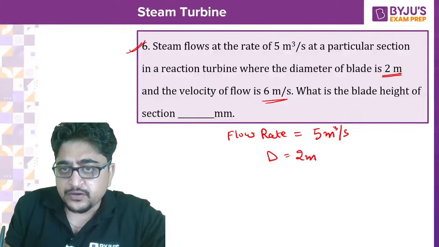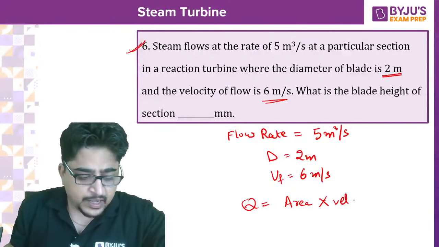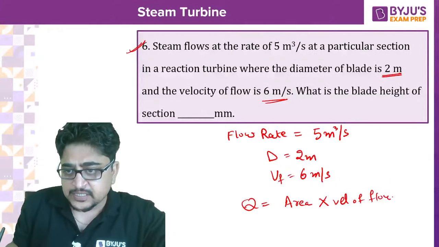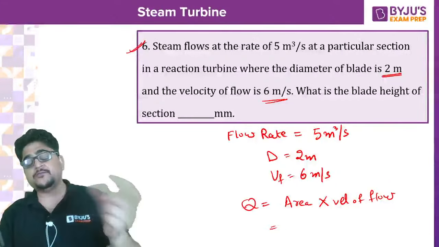So I can write flow rate is equal to area into velocity of flow. This is the basic formula. This you all should know. Here you will be taking the circumferential area, that is pi d h, because the flow going through the turbine will also depend on the height. Into velocity of flow. So Q is equal to pi d h into velocity of flow.